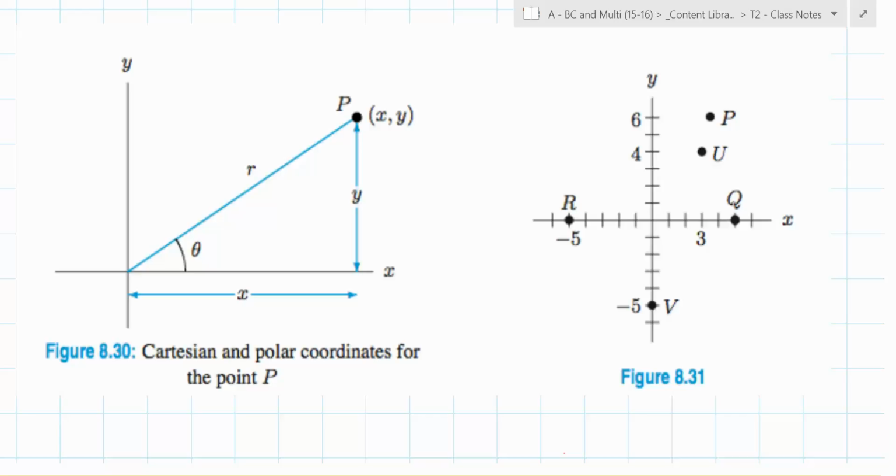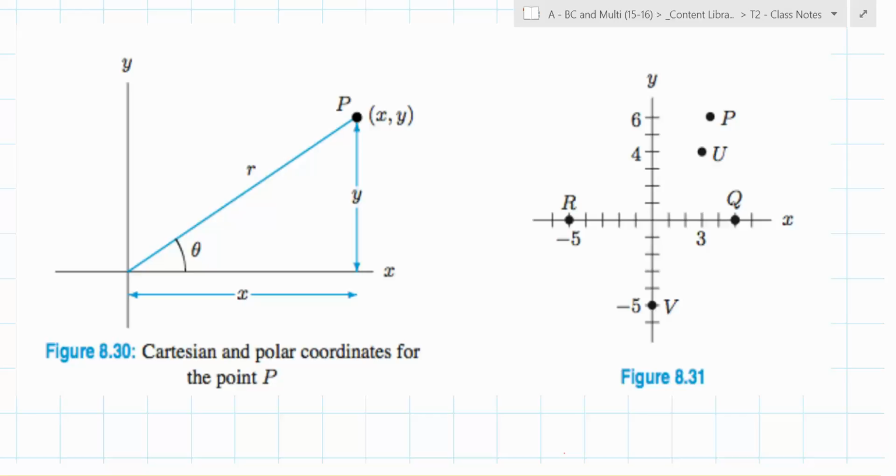So for Q here, what's the distance Q is from the origin? 5. What's the angle measure from the x-axis? So in this case, what's the Cartesian coordinate for this point? 5, 0 is the Cartesian coordinate, right? What's the polar coordinate? R is 5, the angle is 0. So 5, 0 actually again. So is it possible for them to be the same? Yes, it is.